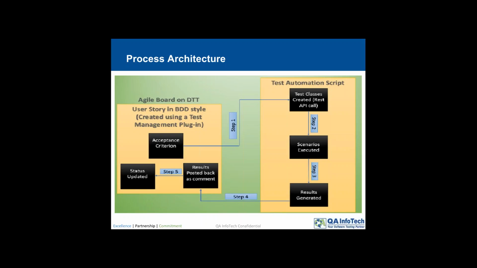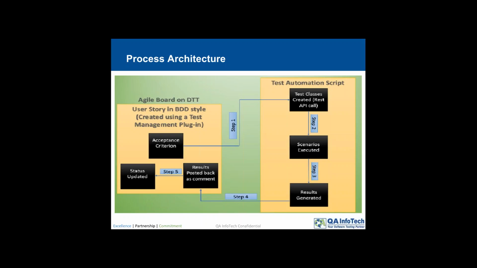Next step after execution is report generation. The results generated after executing the scenarios involve which acceptance criteria have been met and which have failed. These results need to be posted back on the user story to complete the process. This is again taken care of by the automation script itself.